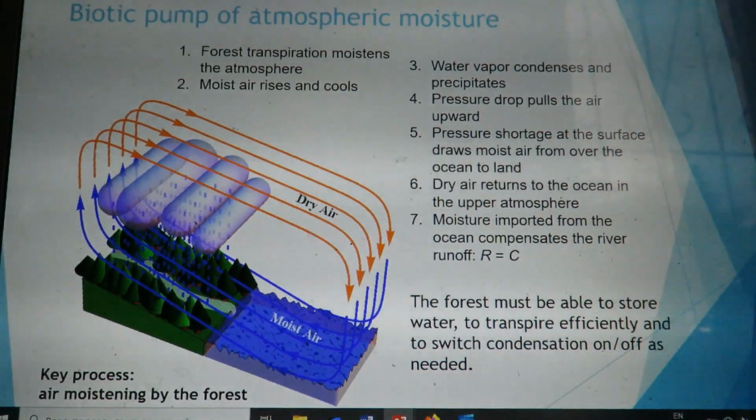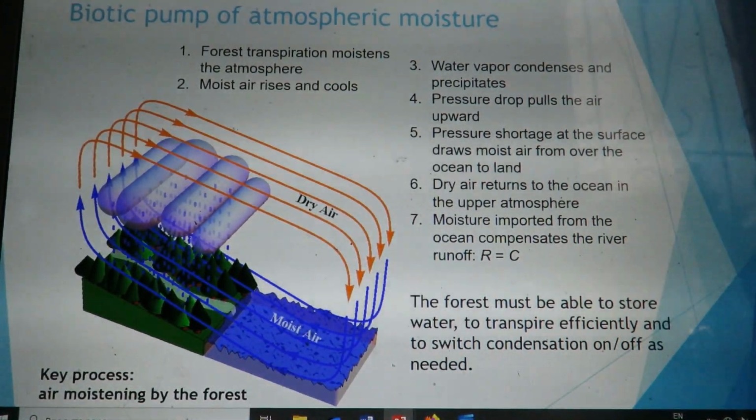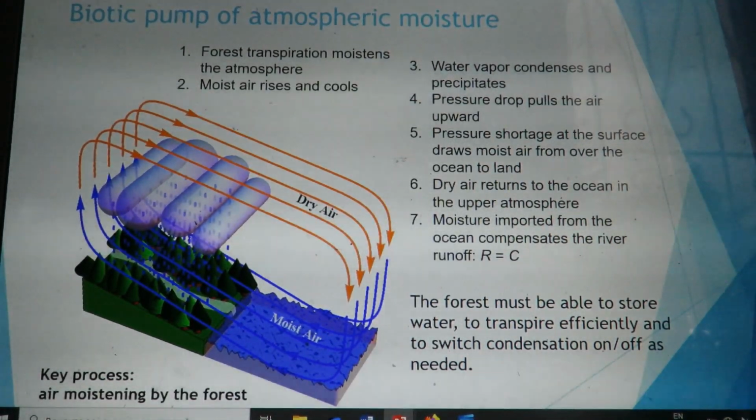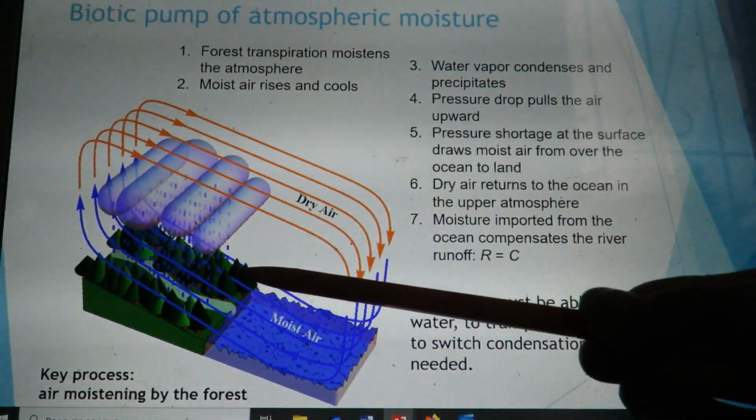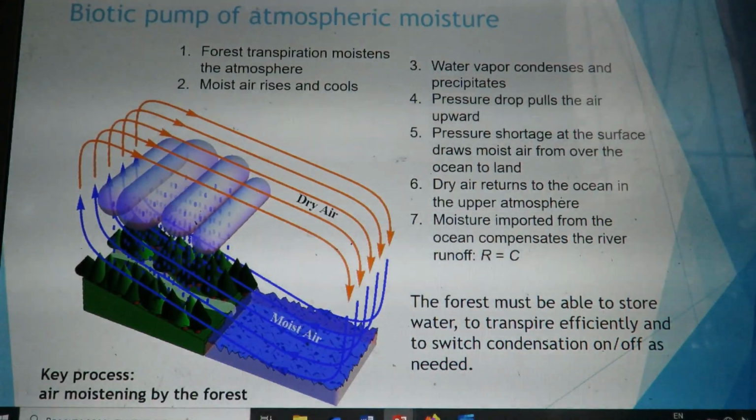What is the biotic pump of atmospheric moisture? In brief, here we have a simple illustration. So the key process is the air moistening by the forest. It occurs via transpiration during the photosynthesis. So trees during their transpiration enrich the atmosphere with the water vapor.